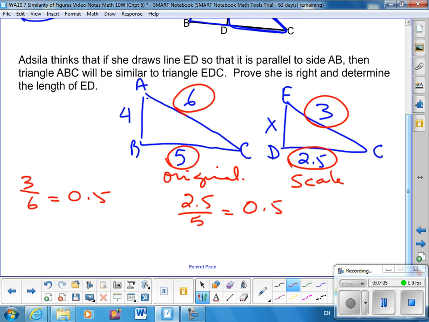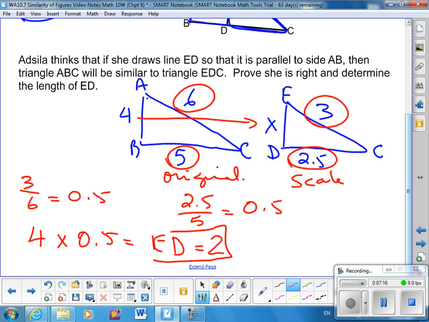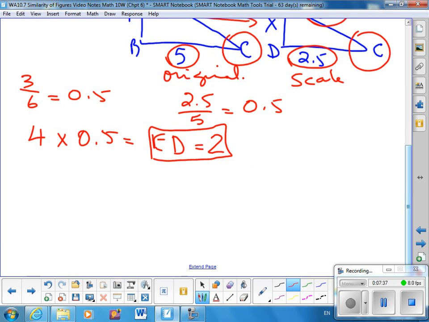So how do I find X? Well, if I take my original times my scale factor, I find out that ED is equal to 2. Okay? Are these two shapes similar? Well, we know the sides are in proportion, but for the third part, we need the angle in between those two sides to be congruent. Here you'll notice this is angle C, and this is also angle C. So angle C has to equal angle C, because they're the same angle.